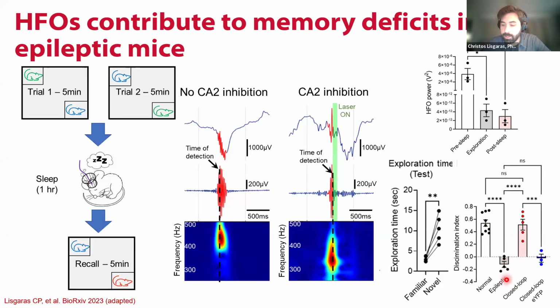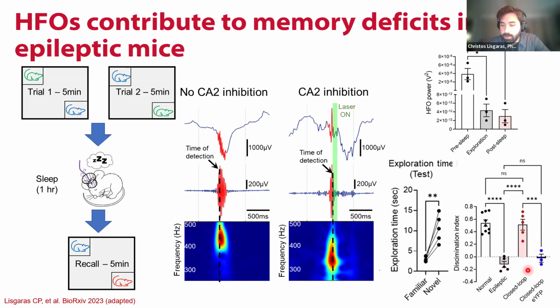When we stop HFOs in epileptic mice, this is the closed loop group, the mice started to recognize the novel mouse and spend more time with them. But when we use the control intervention, where we shine light but the virus that we used wasn't able to inhibit the area of interest because it was a control virus, we did not see an effect.